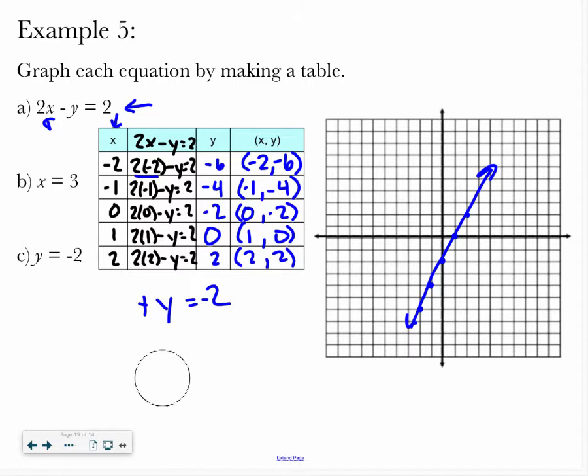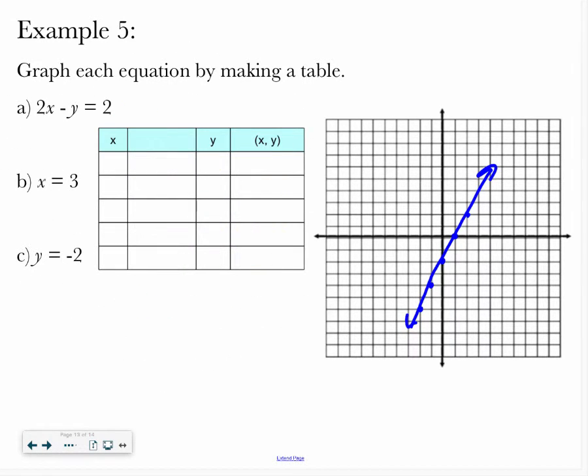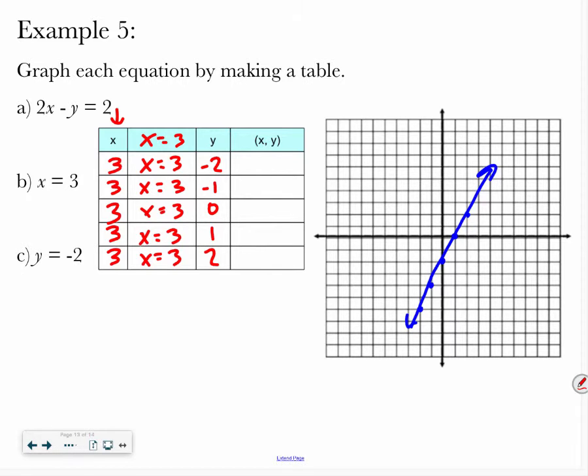Now, let's quickly do letter B. We have x equals 3. Okay, so we are already told what x equals here. So 3, 3, 3, 3. I can plug 3's in for the entire x column. And then there's really no y in this example, is there? So if I plug those same points in, my negative 2, negative 1, 0, 1, 2, there's nowhere to plug this number into this equation.